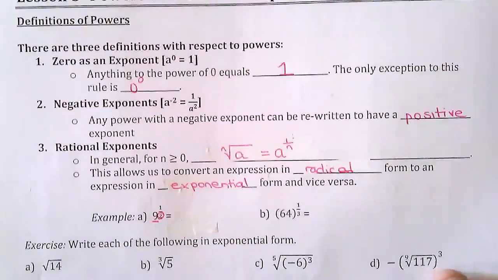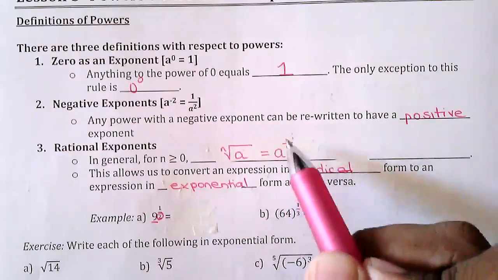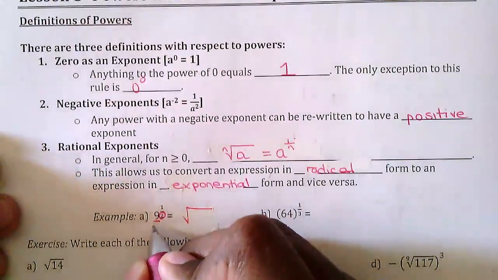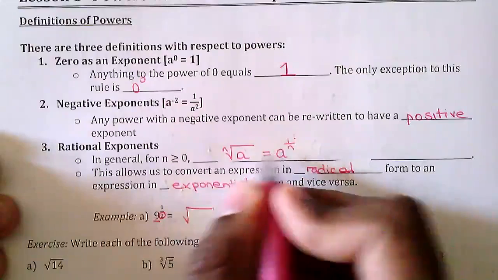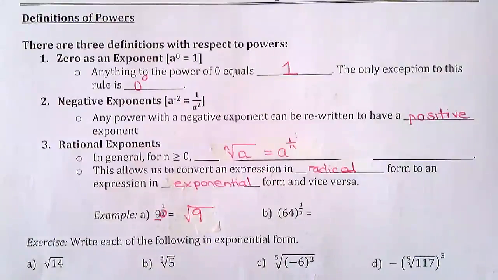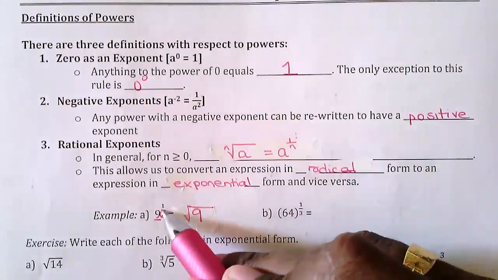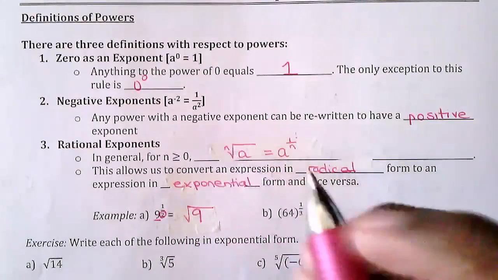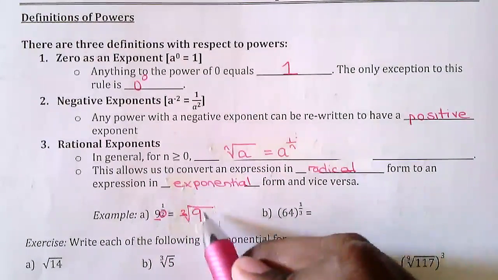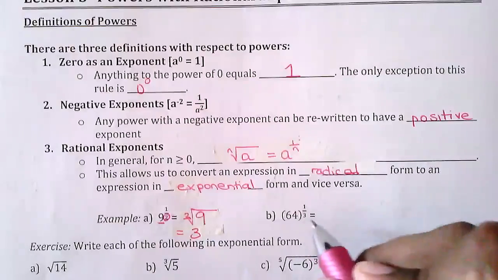So let's take a look at some examples on how to convert this. So example, we have 9 to the power of half. We have something in exponential form. Let's convert it to radical form. So we can see here that the base here is 9, and the base here becomes the value underneath the radical sign. So underneath the radical sign, we'll have 9. And we also see that the exponent is 1 over n, where n, or here 2, represents the index. So 9 to the power of half is the same thing as saying the square root of 9, which we know is 3.